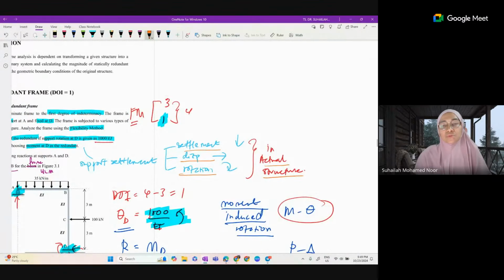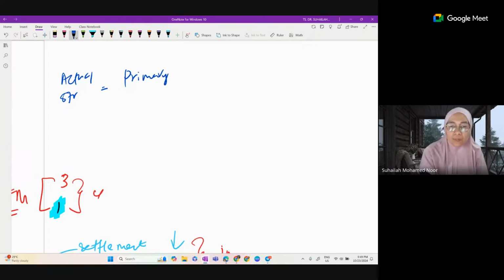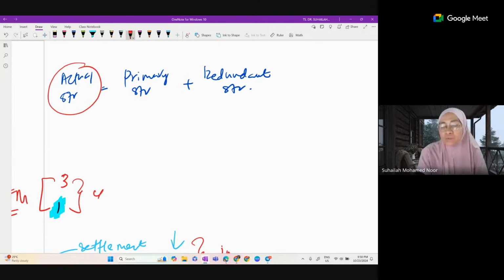Remember, we have the general equation, which comes from the principle of superposition. The actual structure is equal to the primary structure plus the redundant structure. Remember, this is the same for beams as well. Having support settlement means that for the actual structure, this value is not equal to 0, but is equal to the settlement given. You get what I mean?